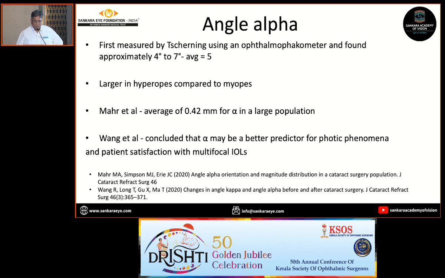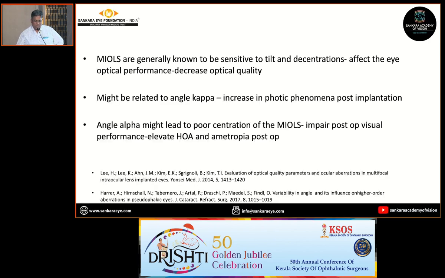And in another study by Wang, they concluded that among the two, the angle alpha is a better predictor for the photic phenomenon and patient satisfaction following the implantation of multifocal IOLs. Now, what is the significance? Multifocals are known to be sensitive to tilt and decentration, and even a slight decentration can affect the eye's optical performance, decreasing the optical quality. And one of the reasons is in patients who have a very large angle alpha or angle kappa.